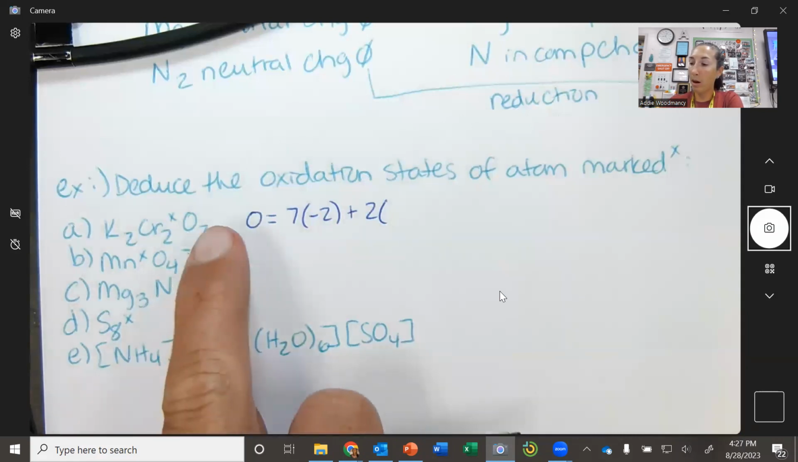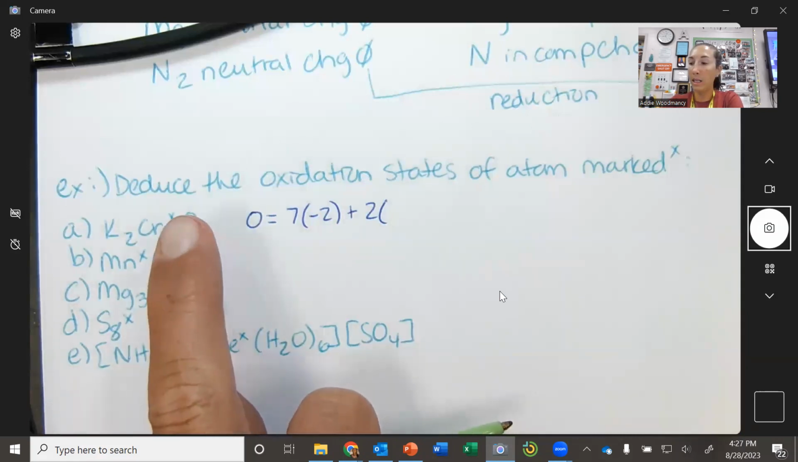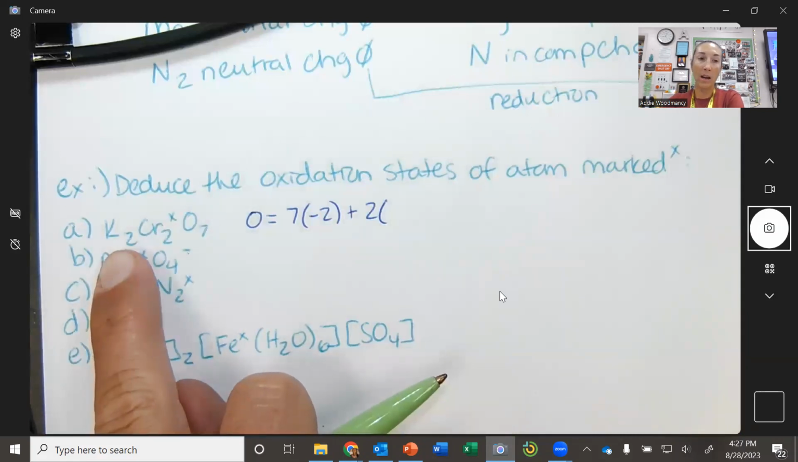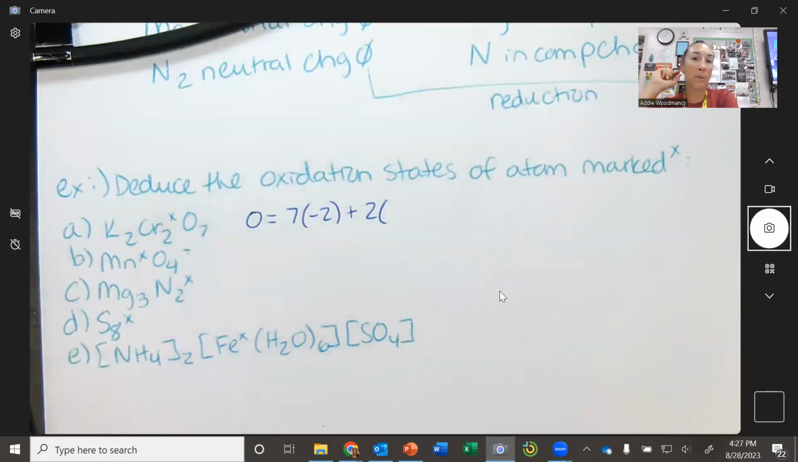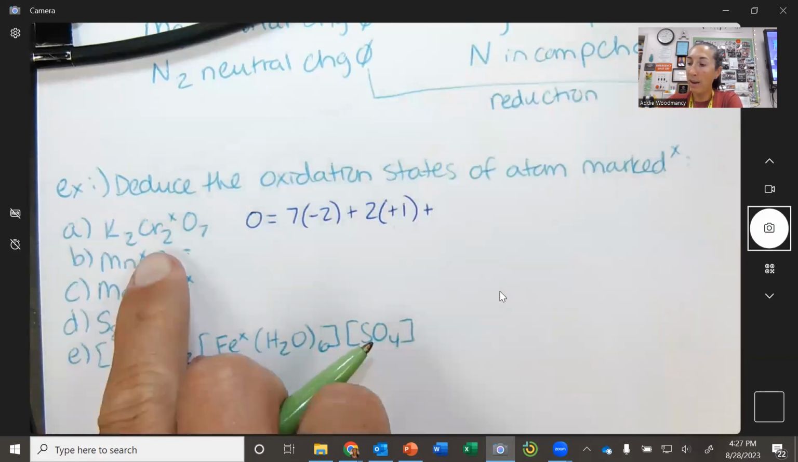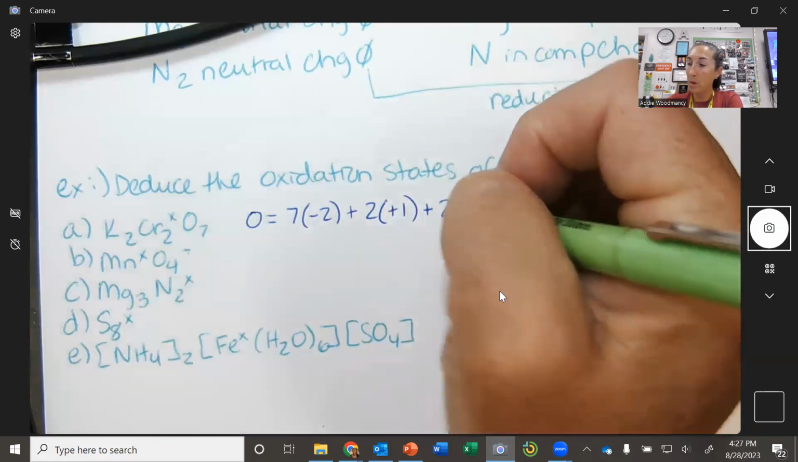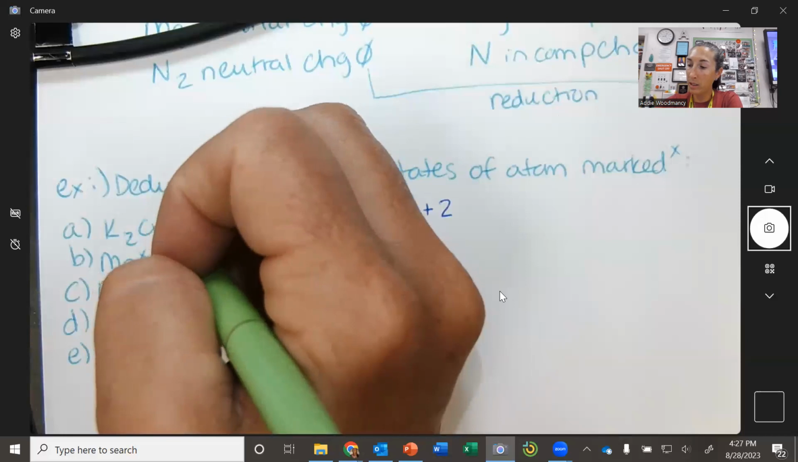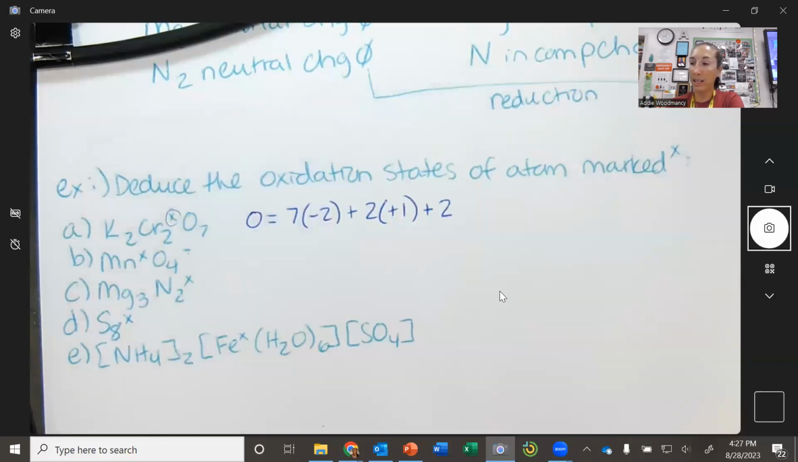And just like with oxygen over here, the charge and oxidation state of potassium are going to be the same. So find potassium on your periodic table. It's in group 1, so it has a charge of 1+, which means its oxidation state is also +1. And then we have 2 chromiums, which we don't know the oxidation state for. That's what we're trying to find. That's X.